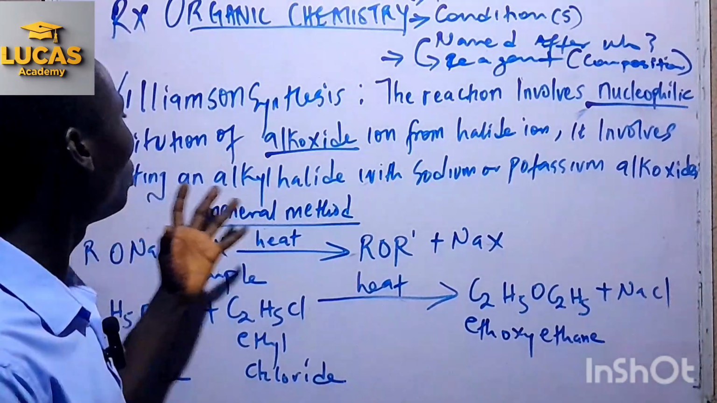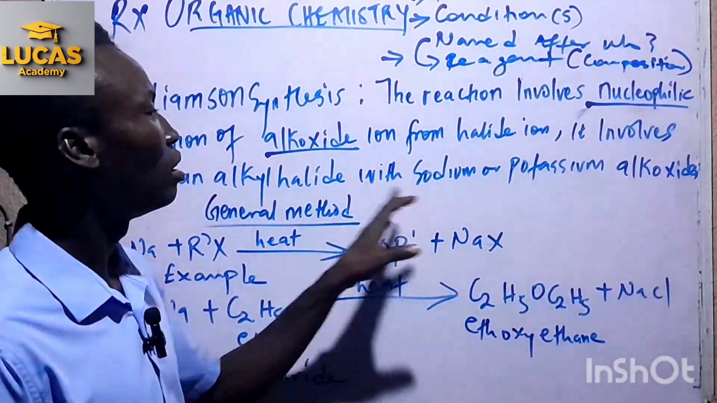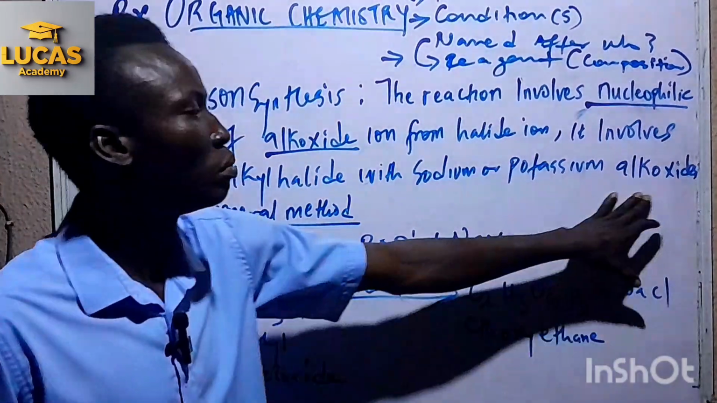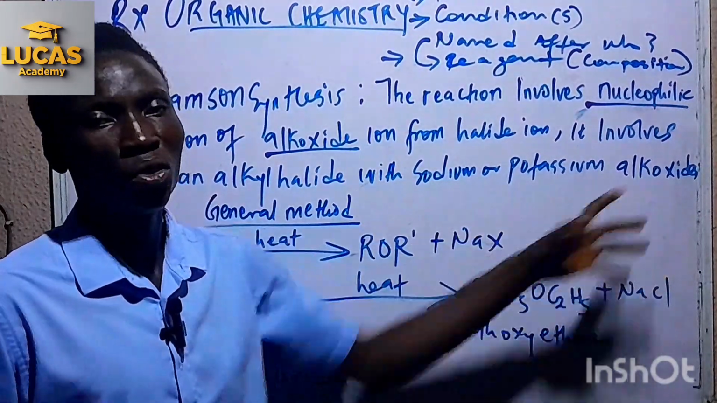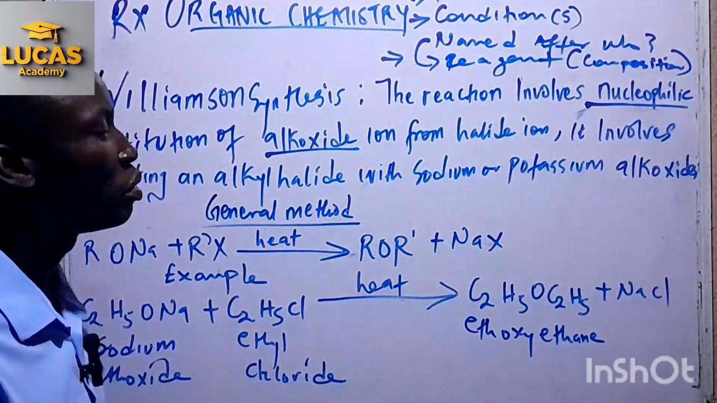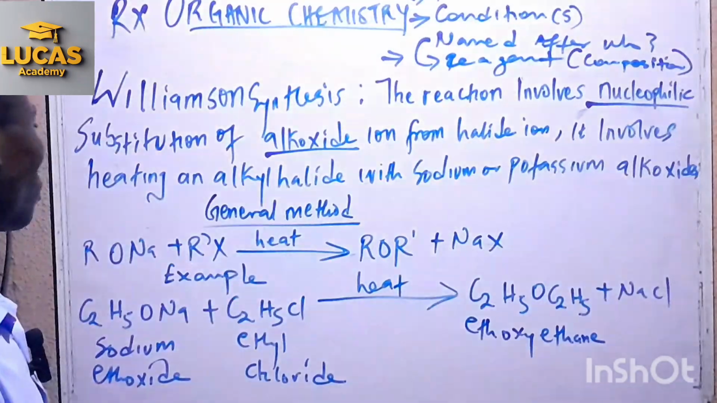So the two things that are reacting together now are alkyl halide, and what we call sodium alkoxide or potassium alkoxide. Either of the two is reacting together. Now, when they react together, what is the product that will be formed? Okay, so let's look into this carefully.